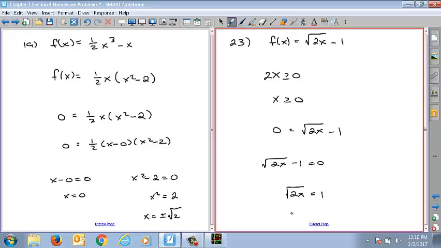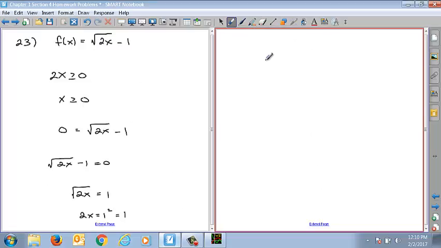And then we'll square both sides. So the square root of 2x squared is just 2x, and on the right-hand side, we get 1 squared, which is 1. Then we get 2x equals 1, or x equals a half, which is in the domain. So that is the x-intercept. So let's go check it out.